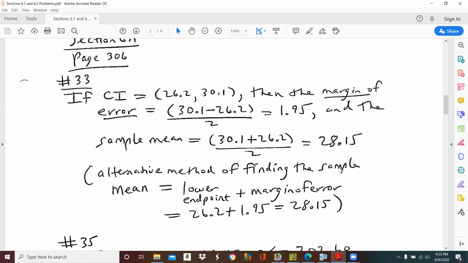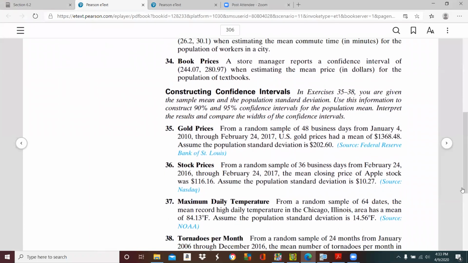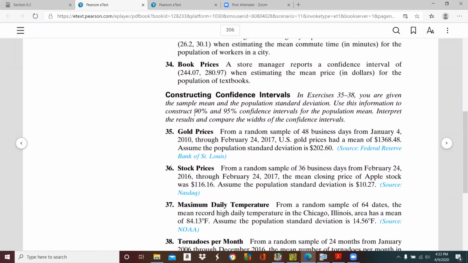All right. Now let's look at problem number 35. All right, and they're asking here to construct a confidence interval. Now in the problem, they're saying construct a 90% confidence interval and construct a 95% confidence interval.